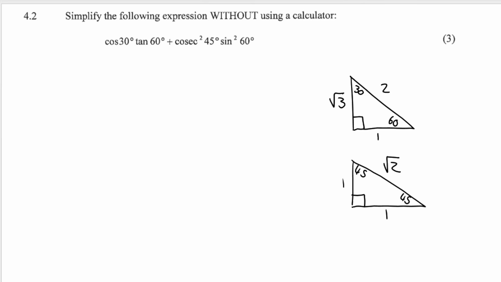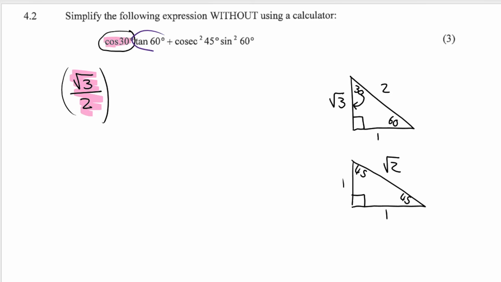Okay, cool. Now what you do is you say cos 30, look at the triangle where you see 30 and you do cos of 30. So what is cos? Cos is adjacent over hypotenuse. So what is adjacent to 30? Square root 3. What is the hypotenuse of this triangle? 2. Okay, so cos 30 is square root 3 over 2. So instead of cos 30, that's what you put down.